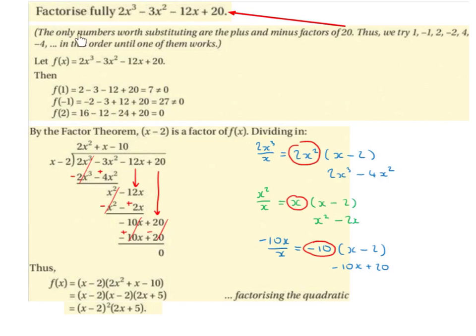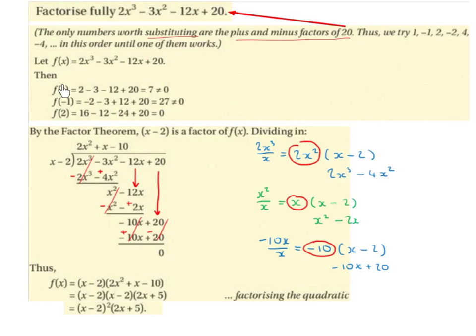So the only numbers worth substituting are the plus and minus factors of 20. Thus we try 1, minus 1, 2, minus 2, 4, minus 4, and so on, in this order until one of them works. So let f of x equal 2x cubed minus 3x squared minus 12x plus 20.